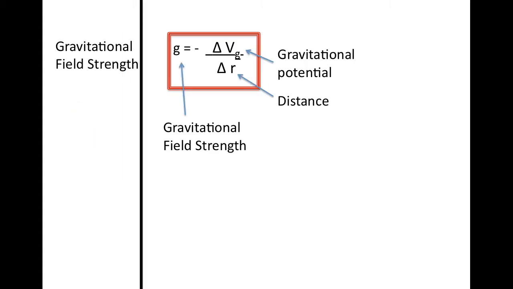Objects with mass have gravitational fields, which are attractive forces, and there is an equation that determines the gravitational field strength, which is quite similar to the electric field strengths. The equation for gravitational field strength is g equals the negative delta V sub g divided by delta r, where g is the gravitational field strength, V sub g is the gravitational potential, and r is the distance.